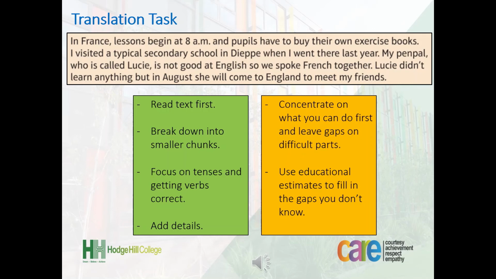If, and this may happen, you get to a part and you don't know any words, then I would advise you to skip them, leave a gap in your French writing, and then come back at the end. You would then use educated guesses, think of synonyms, to fill in the gaps. As I said before, this is marked on an overall basis, therefore you will get marked for partial communication, so it's imperative that you have a go, and you will obviously get more marks for having a go rather than leaving it blank or leaving a gap.